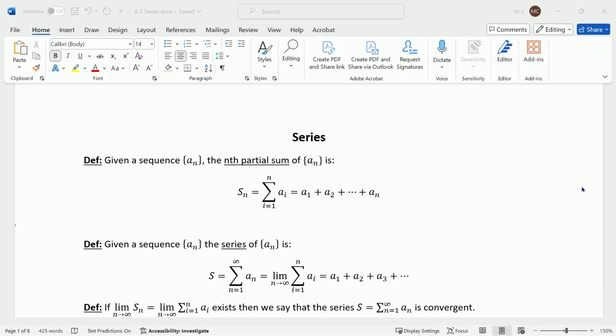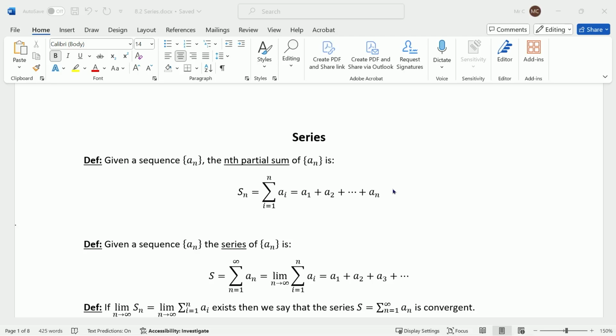So let's start off with a definition. Given a sequence a sub n, the nth partial sum of a sub n is the sum from i equals 1 to n of a sub i. So we take the n terms from the sequence and we add them all together. And s sub n is what we use to denote the sum of those n terms.